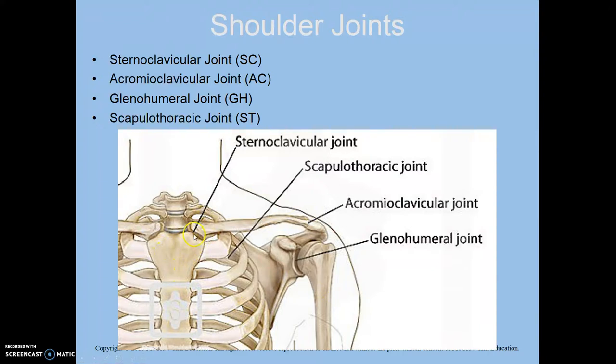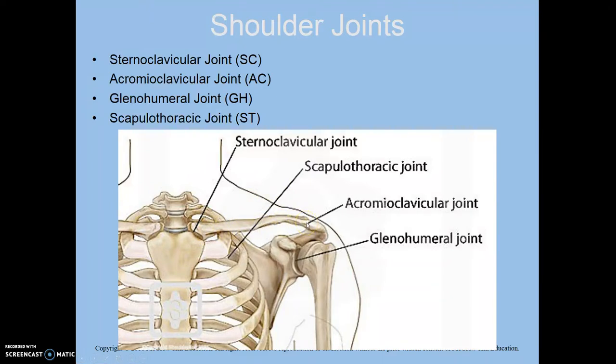So here's our sternum. Here's the clavicle. So this is the sternoclavicular joint. If you put your finger on this joint right now and move your arm up and down into abduction and adduction, you should feel some slight movement at this joint because the clavicle has to elevate in order to get your arm overhead.